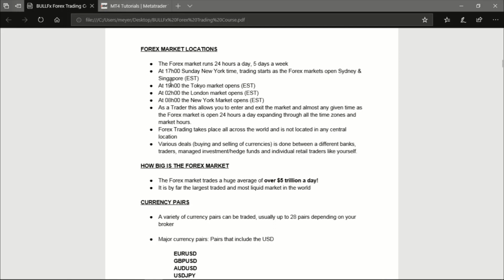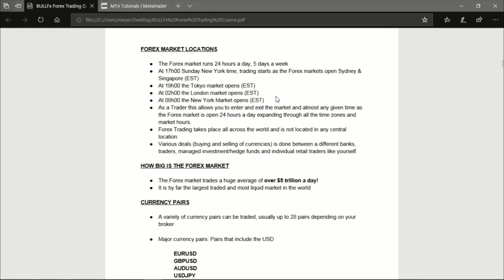Then at 7 p.m. New York time, the Tokyo market opens up. At 2 a.m. New York time, the London market opens. Then at 8 a.m. New York time, the New York market opens.